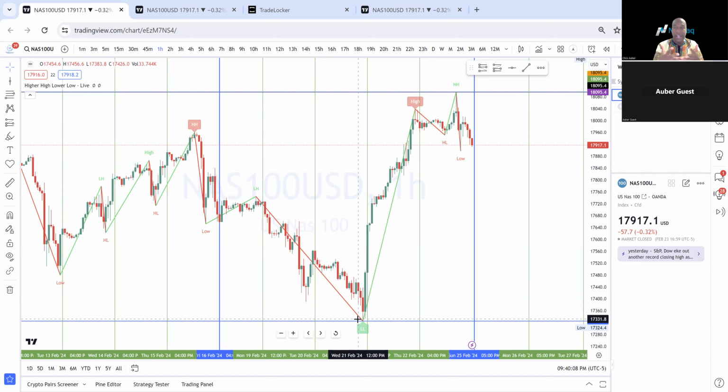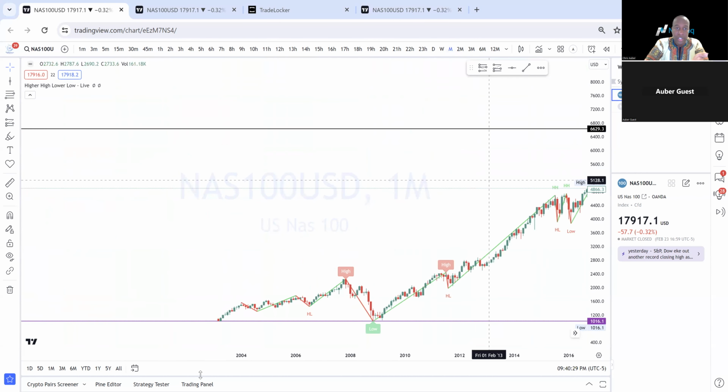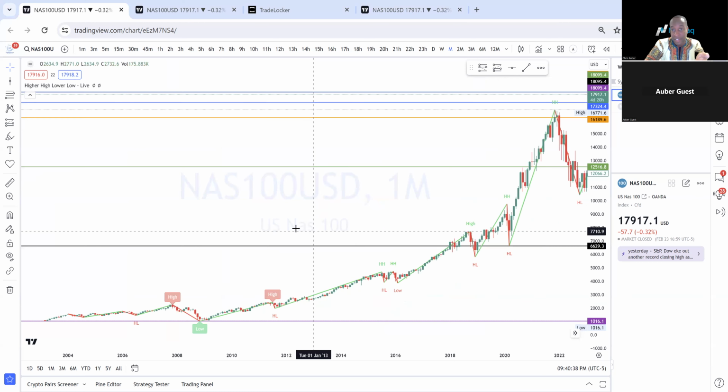Now, let me break that down for you. NAS100 has been a historically bullish instrument. What I mean by that is it's been making consistently higher lows, higher highs, higher lows, higher highs. Since 2003, that's what it has been doing. Let's check. If I go to my biggest time frame, which is my monthly, this is when the first time the broker started registering data for the NAS100. 2003, higher lows, higher highs ever since.